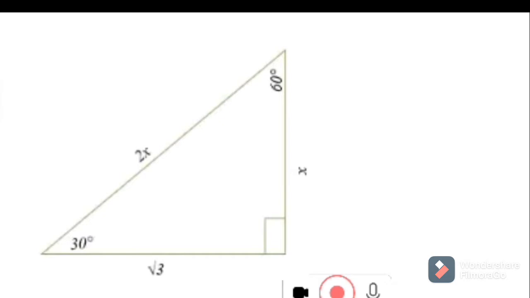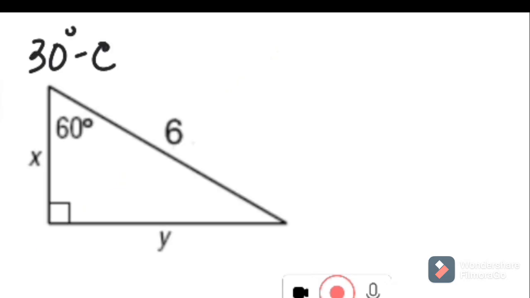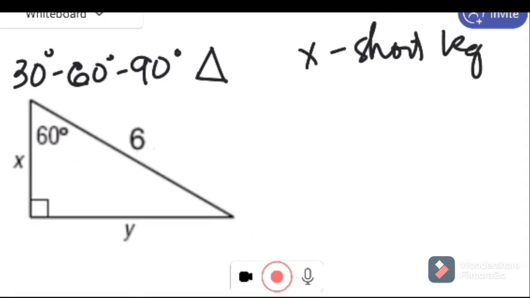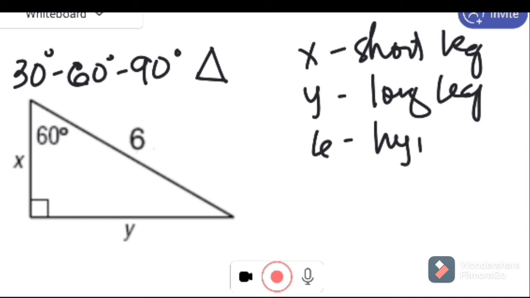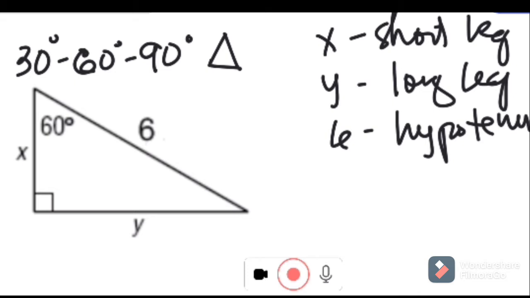We are going to deal with a 30 degrees, 60 degrees, and 90 degrees angle of a given triangle. So, let us identify the parts. What is X? Short leg. How about the Y? Correct. It is the long leg. How about 6? What do we call 6? This is the hypotenuse. Now let us try to answer this problem.